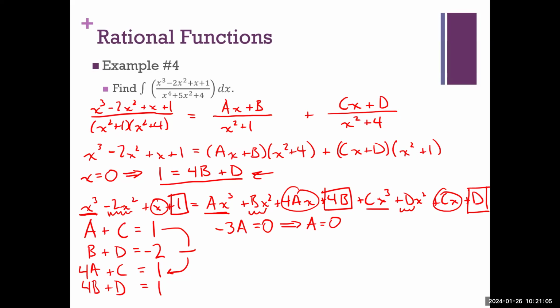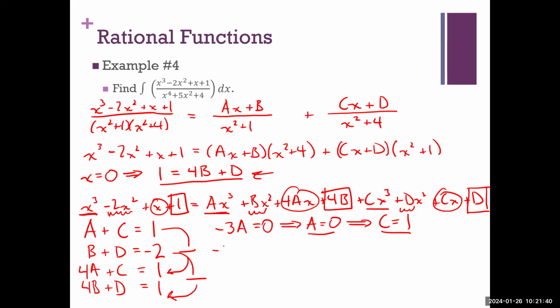Double check me on that. Anytime I get a 0, I want to make sure that I didn't get lucky. But a is equal to 0, do we agree with that? If a is equal to 0, then what else do I get? c is equal to 1. So got 2 of my constants. Can I get any others? Well, I got 2 equations left and 2 unknowns. So I can do the same kind of subtraction.